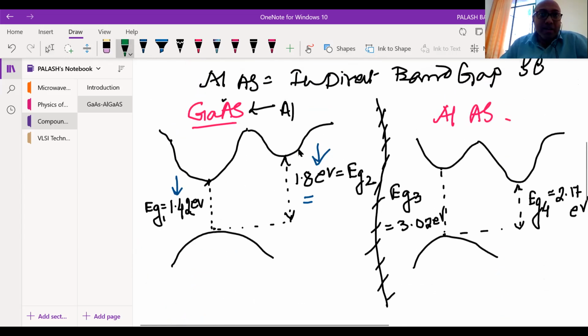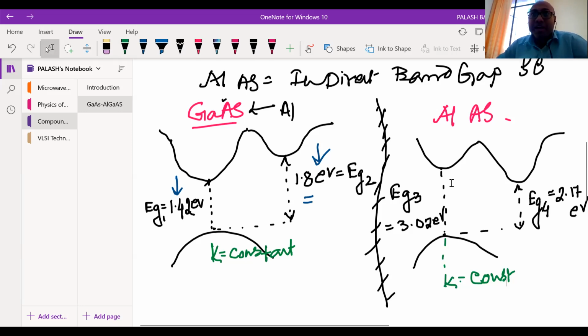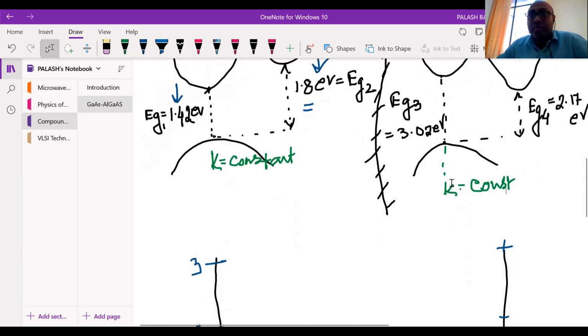Direct point means this part, k is equal to constant. Similarly, for aluminum arsenide, you see this is the only part where k is equal to constant, right? Because here my conduction band and valence band are actually in the same position. So here also I have to represent aluminum arsenide as 3.02 and 2.17.